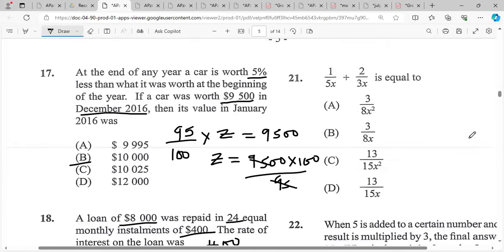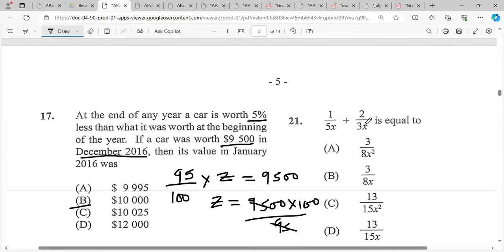All right, so we are at 21 now. This is a repeat. It's 1 over 5x plus 2 over 3x is equal to. So we know that we're supposed to find our LCM. The LCM of 5 and 3 will be 15. And then we put back the x. 5 into that equals 3 times, x cancels the x, right? So that would be 3x into that leaves 5.